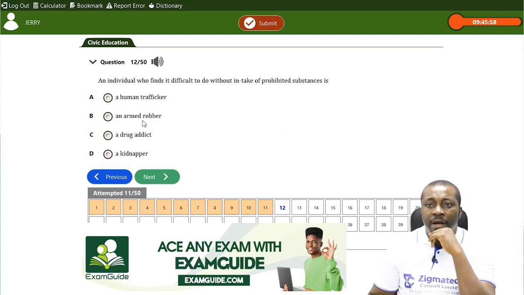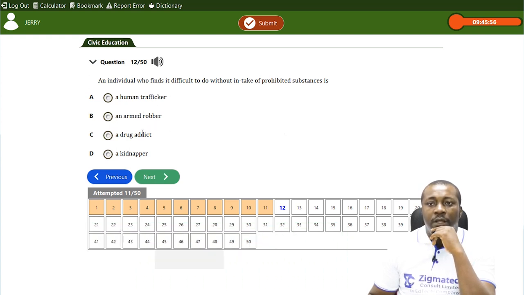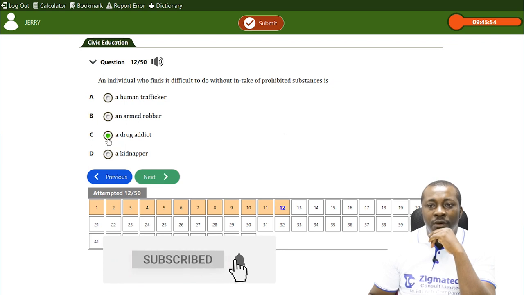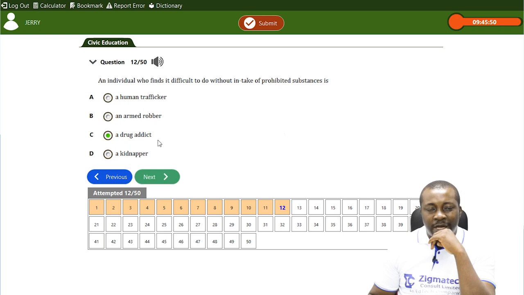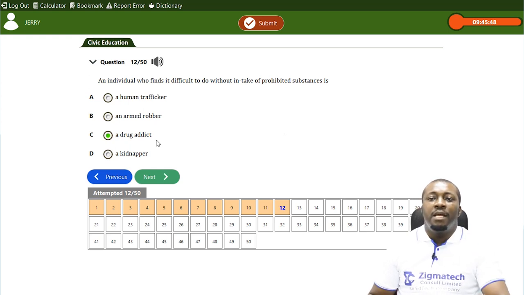Now, B says armed robber. No, it's not. C says drug addict. D says a kidnapper. The answer is a drug addict. A drug addict is someone that cannot control the intake of drugs. So this somebody cannot do without drugs. So that is drug addiction.